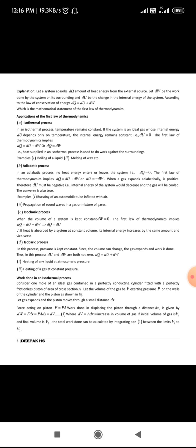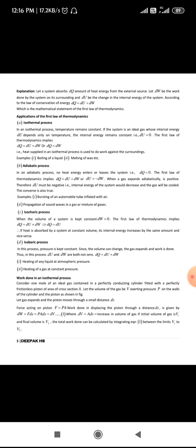So some of the examples have been given there. So bursting of an automobile tube inflated with air, propagation of sound waves in a gas or mixture of gases. Okay, so these are the two examples. So next, coming to isochoric process.